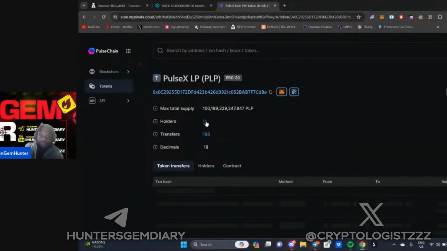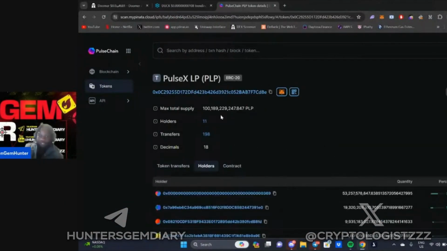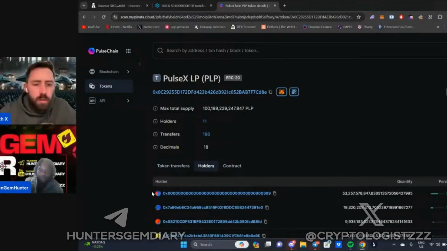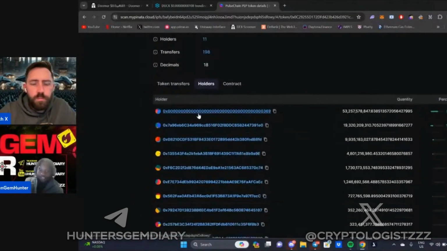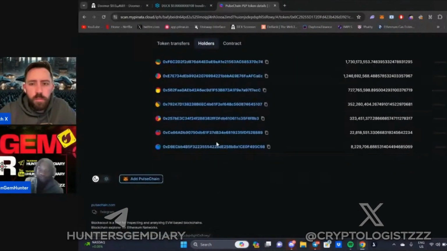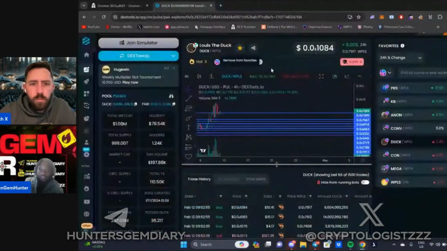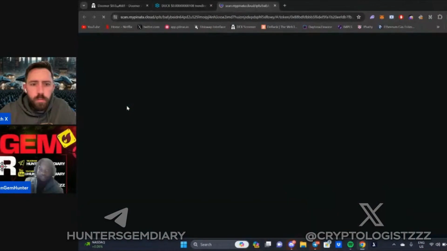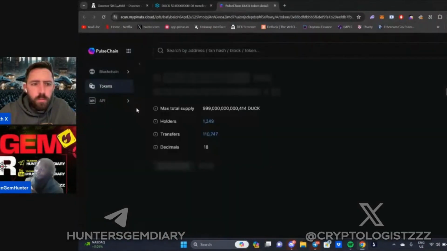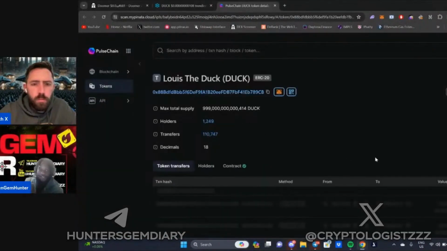Looking at the LP, we see there's 11 people holding the LP. The number one holder is the dead address holding 55% of the LP, so that's really solid. And then you see there's some people in the community who've also gone and provided LP. That's usually a pretty good indicator. If you see community members providing LP, that's something you want to see. It means that people do believe in the long-term success of the project.